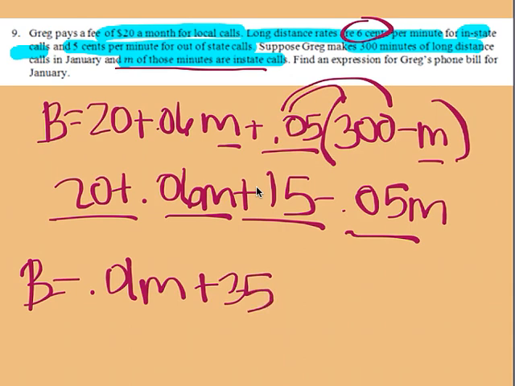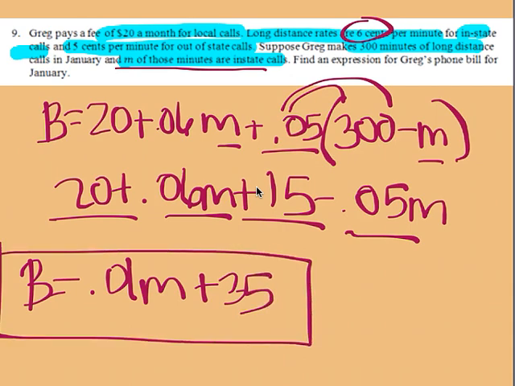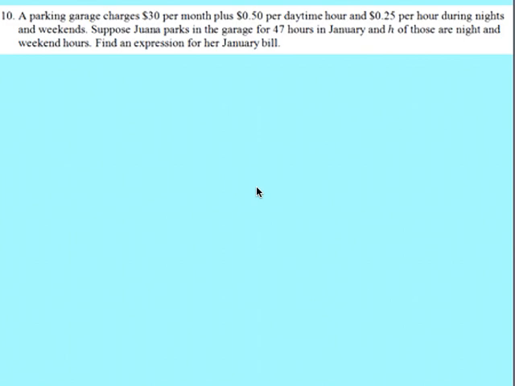35. So this expression, the way it's set up, once you know how many minutes were in state, you can figure out what your total bill is, even if you don't want to calculate how many were out of state. All you have to do is plug in those in-state calls for M. It makes it a lot less math once you solve out this equation. So let's take a look at number 10.